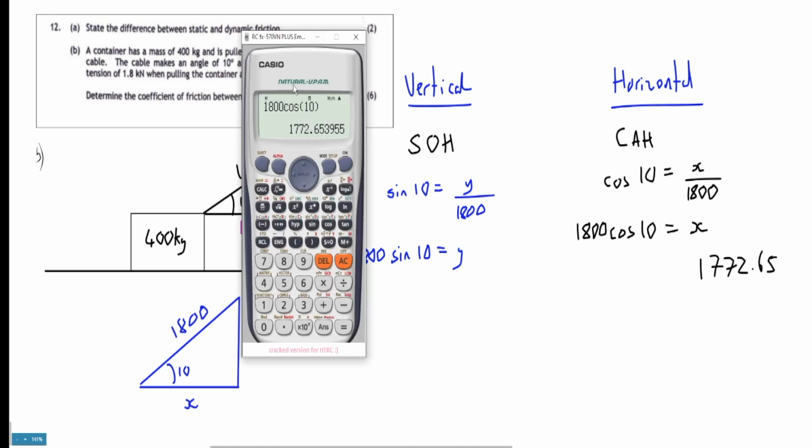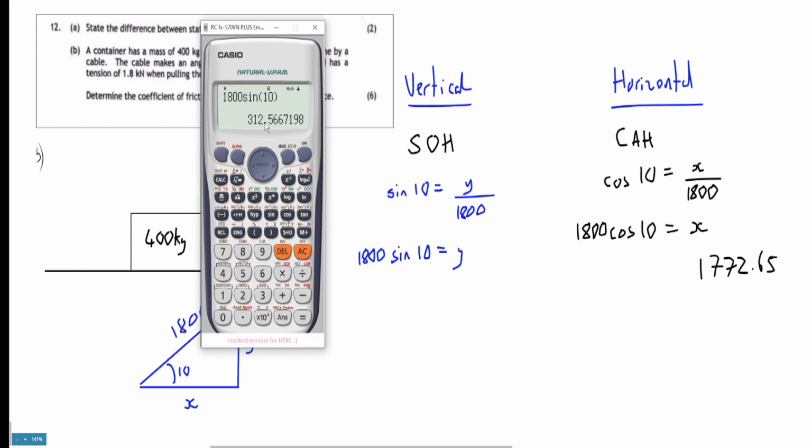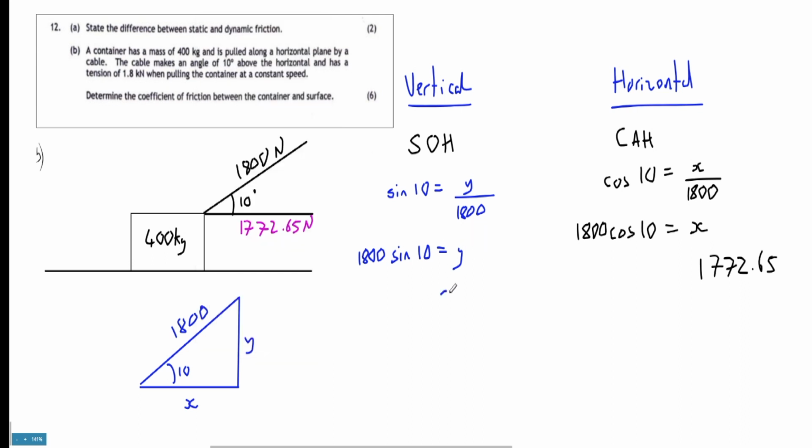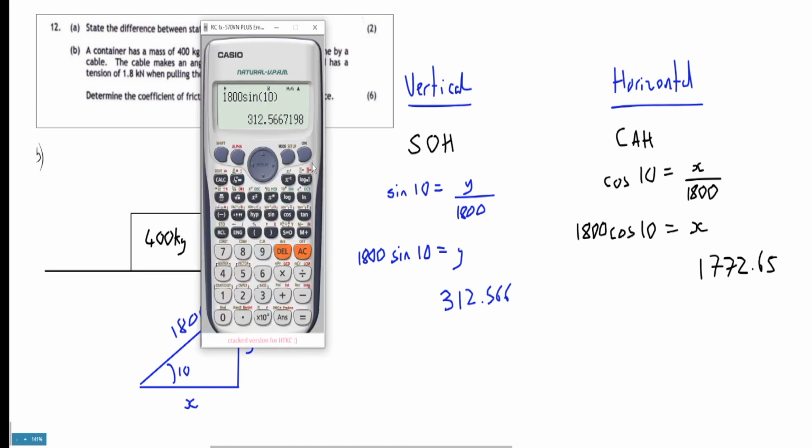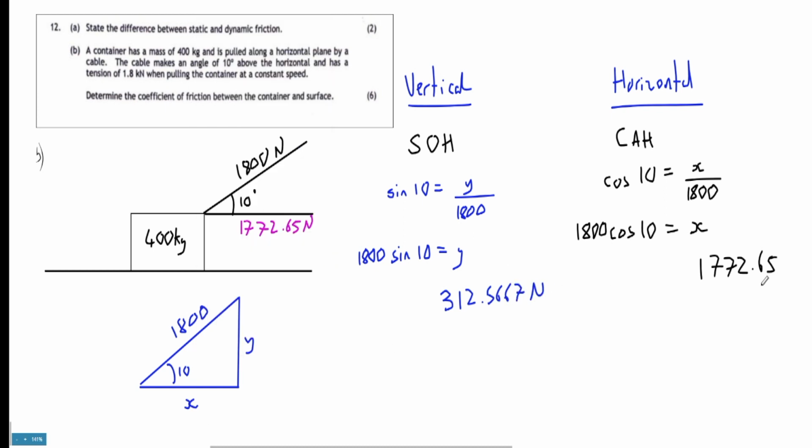Very similar. It's always the same kind of setup, which is really nice. I can even just backspace in my calculator, type it in there. So 1800 sine 10. That's the calculation we're going for. 312.5667 newtons. Now this is pulling it up, not pushing it down. So on the diagram, I can push it up here.